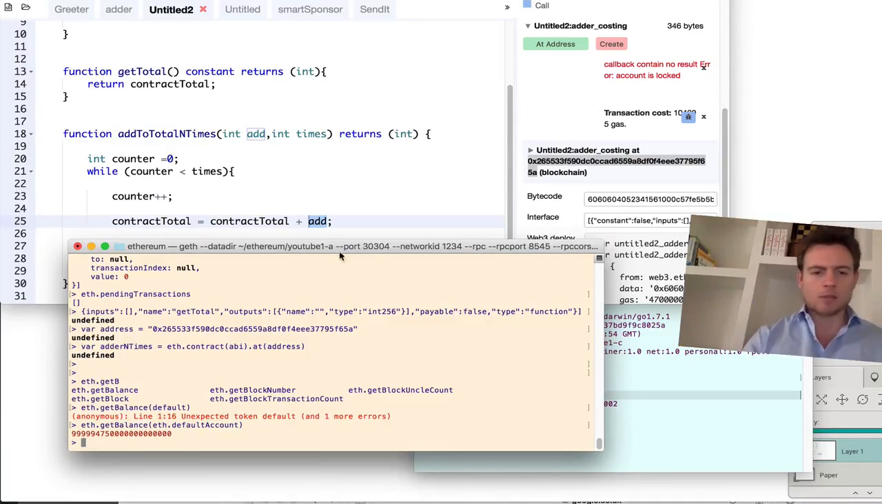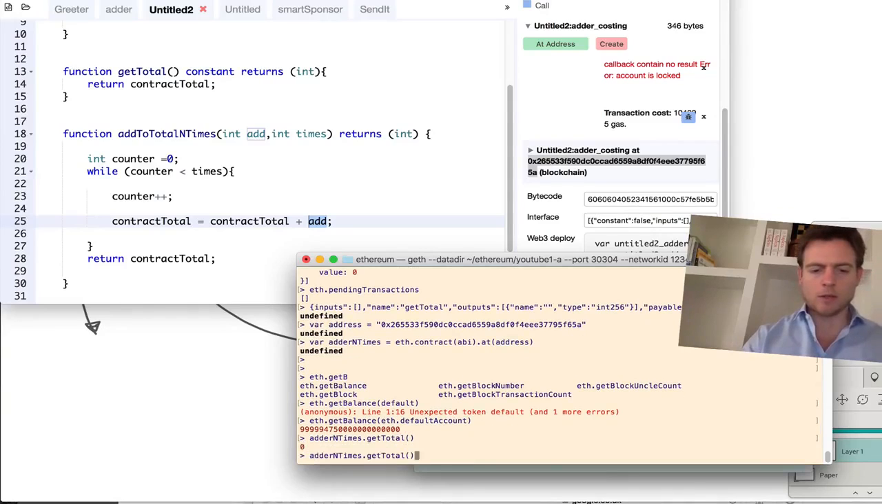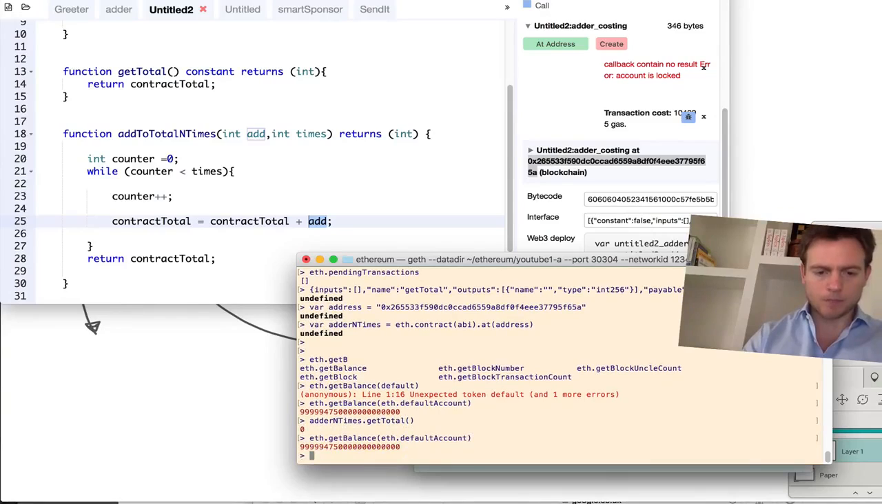What I'm going to do is demonstrate that calling these local read-only functions, like just returning the current value of the contract, which has no update to state, does not change the balance at all. It doesn't cost anything, right? So if we do adder.nTimes.getTotal, it is 0, and let's have a look at the balance. It's exactly the same, right? So calling the constant functions, which don't send any transactions to the blockchain, costs no money whatsoever.